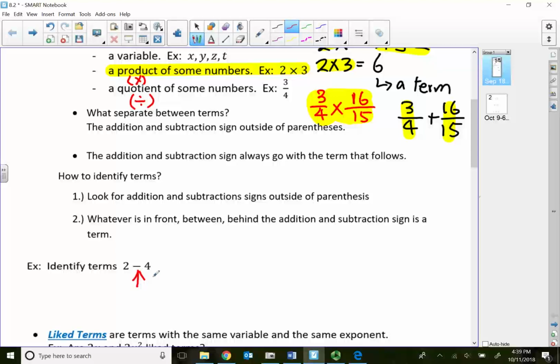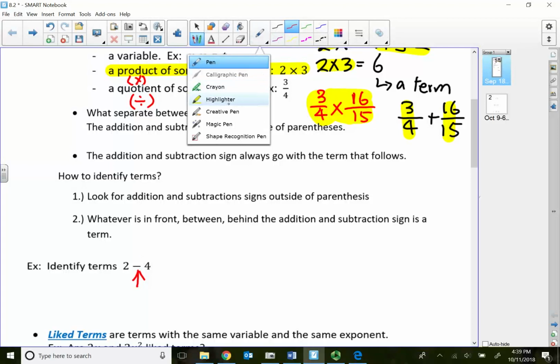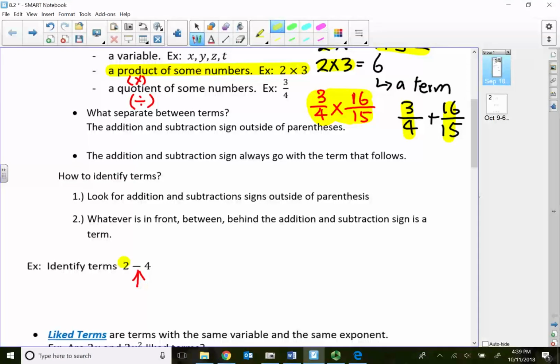For example, my 2 minus 4 down here: the subtraction sign is outside the parentheses, which means what's in front of it is one term, and what's behind it is also one term. These addition and subtraction signs go with the terms that follow, so this subtraction sign actually belongs to the term that follows it. So my second term is actually a negative 4. That means in this problem I actually have 2 terms.